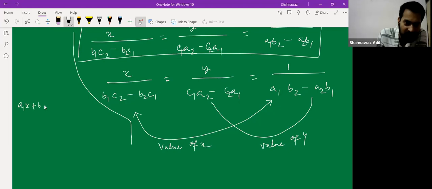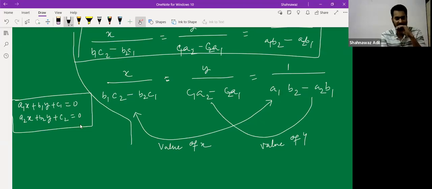Let me remind you what A1, A2 were. You remember A1, A2 and B1, B2, right? So you get the values of B1, C2, B2, C1 and the rest from these equations. Did you guys note it down?